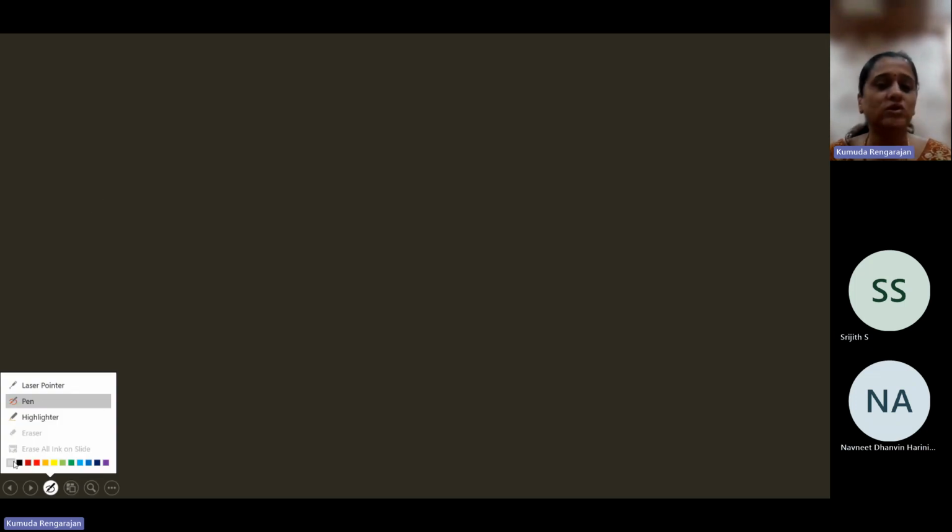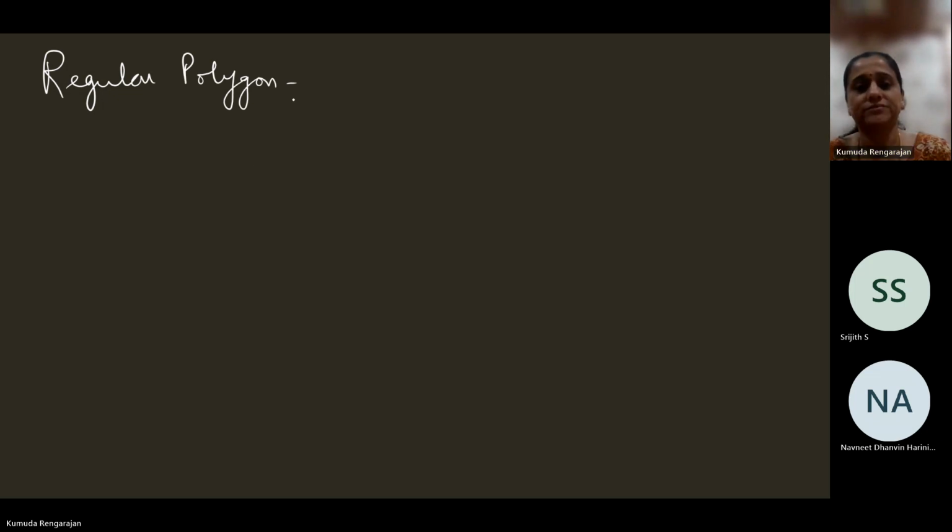So that's about concave and convex polygons. Now regular polygon. What is a regular polygon? A polygon in which all angles and sides are equal. Correct. A polygon in which all the sides and all the angles are equal is called a regular polygon. Square, right angle.